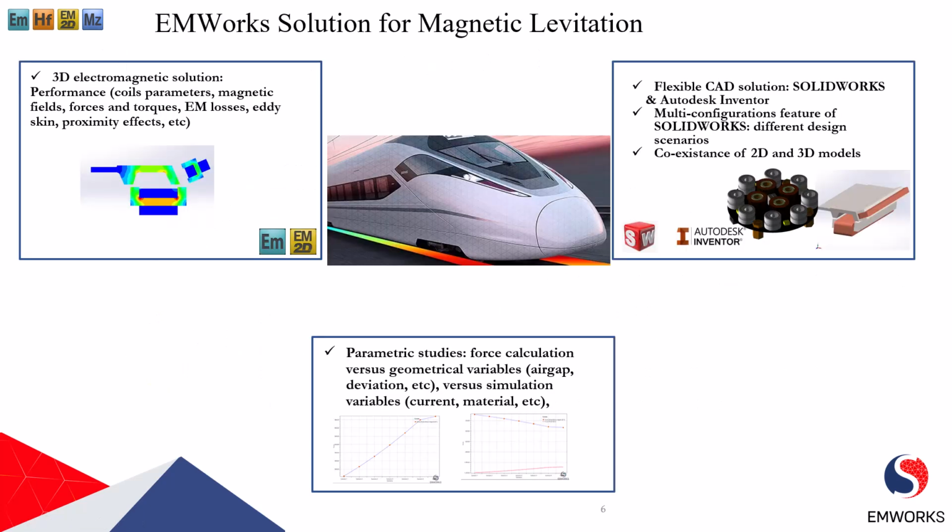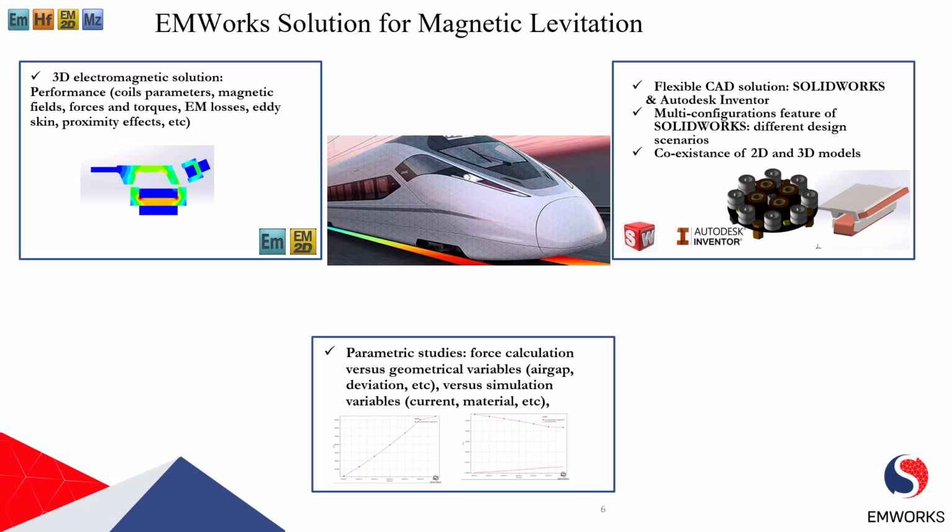To tackle and solve the previous challenges, EMWorks proposes a solution that includes 3D electromagnetic simulation. It can help you to compute the performance of your system, including coil parameter calculation, and evaluate the magnetic fields in the frequency domain, time domain, or also static domain. You can also use the solution to compute the forces and the torques generated by your system, and evaluate the electromagnetic losses, eddy currents, and so on.